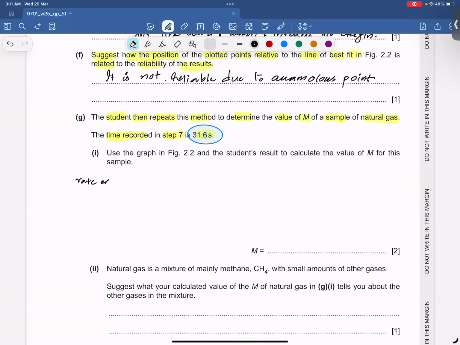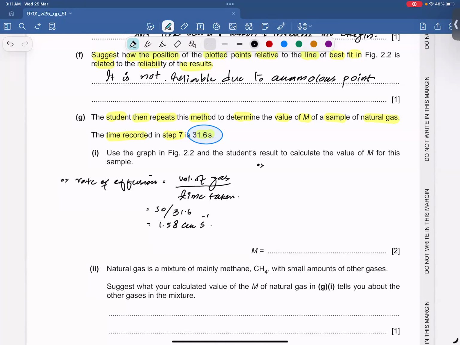So, rate of effusion depends on volume of gas over time taken. And the volume of gas in step 7 was 50 cm cube divided by 31.6 seconds. So it's going to be 50 divided by 31.6, which is 1.58 cm cube per second. That's the rate of effusion. And we need to find out the value.